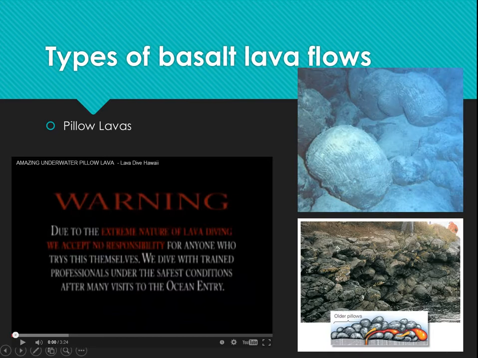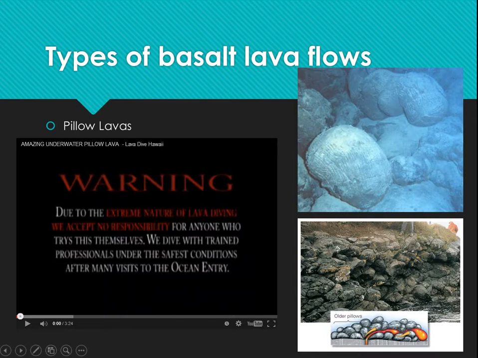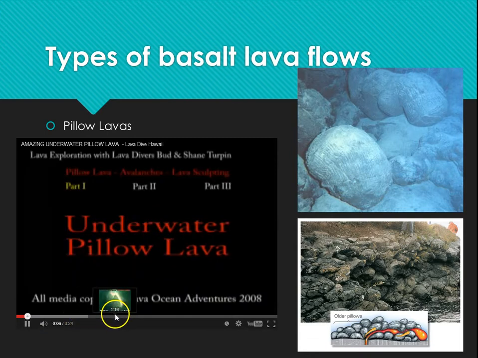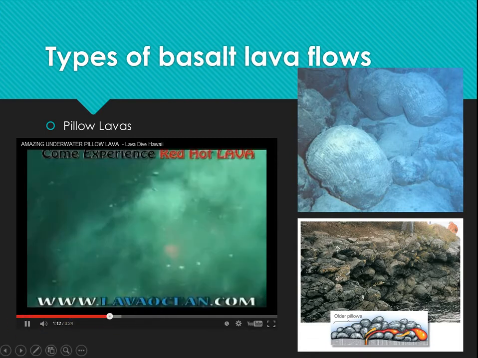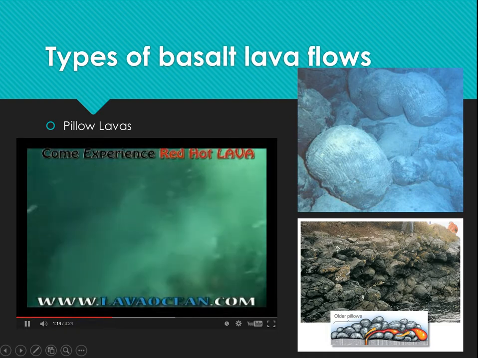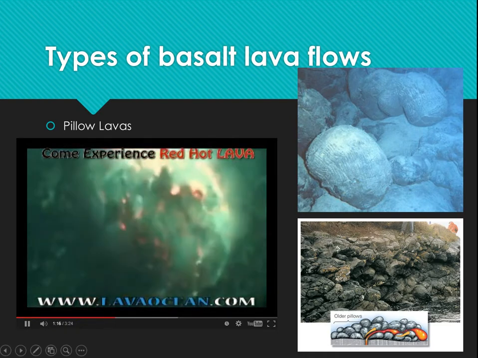Now when basalt lava is erupted underwater, it creates what's called a pillow lava. I'm going to zoom forward a little bit. This is some really cool footage from a dive company in Hawaii. So this is what it looks like when lava erupts underwater.